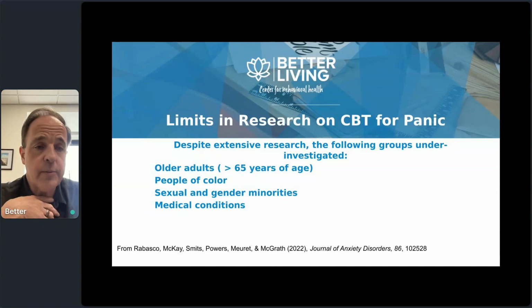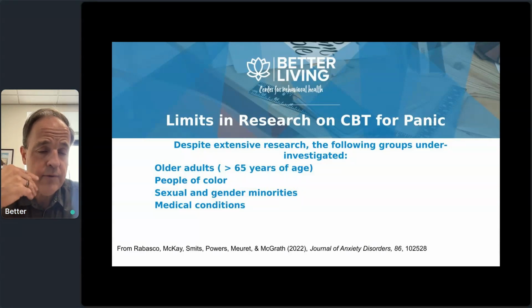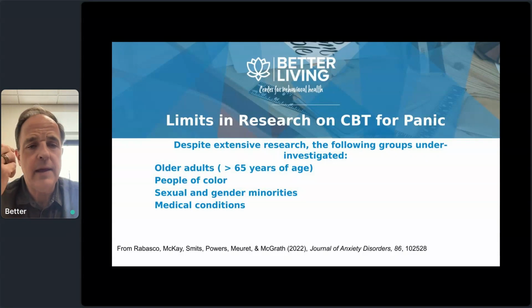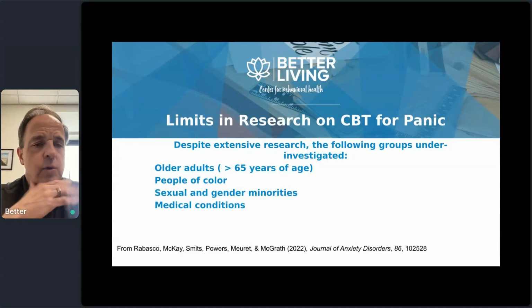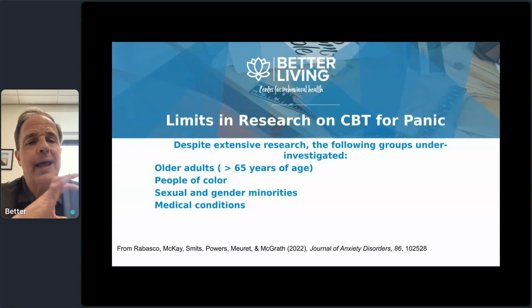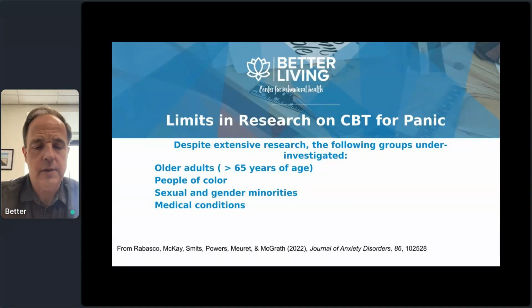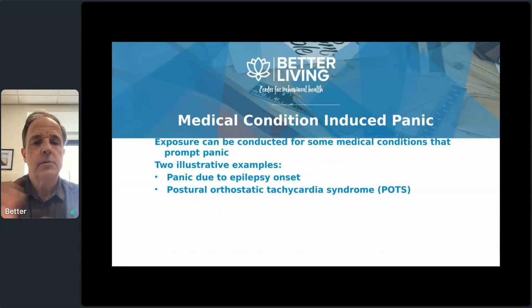So I don't want to pretend that we have available to us models of intervention that we can clearly translate to evidence-based treatment for the other underrepresented groups. There are some ideas out there that have been tested in limited ways. And in the meantime, I will cover the ones that we do have some data on, and again, with majority populations. So medical condition-induced panic.